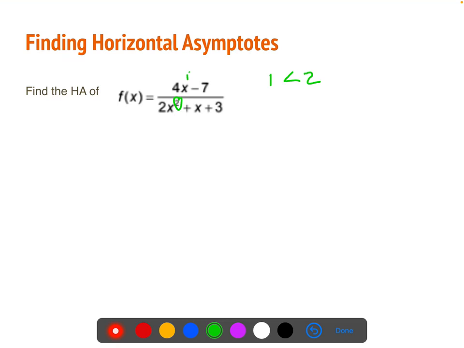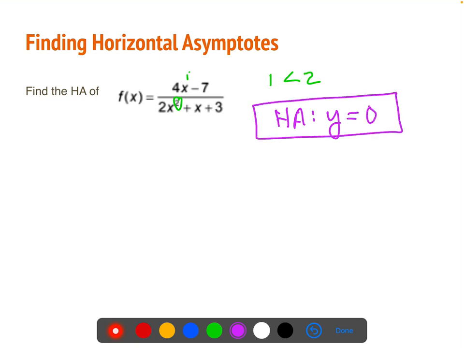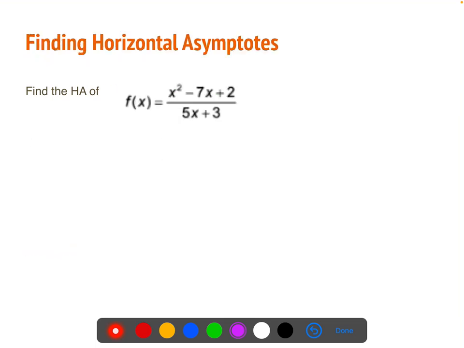All right, let's try this one. So I go and I look at the top. It's got a 1 for its highest exponent. Down here it's 2. That's the smaller case. That means that the HA is automatically at 0. So that means the top and bottom is separated by an invisible line at y equals 0.